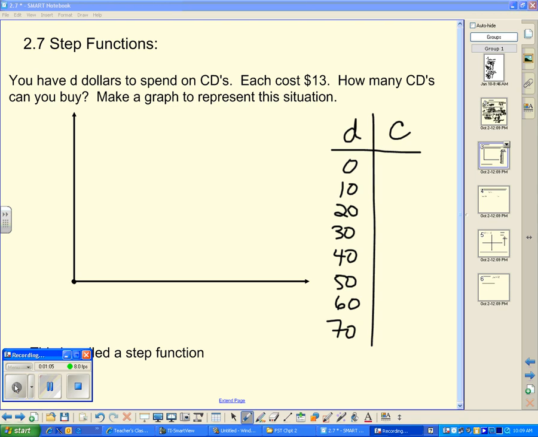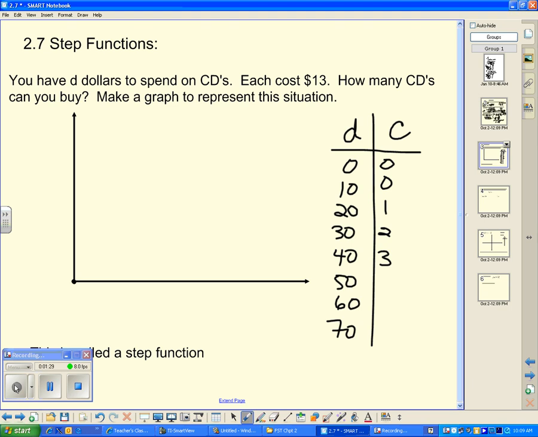Okay, so obviously if we have $0, we can't buy any CDs, right? And if we have $10, we still don't have enough to buy any CDs. So we'd have 0 in both of these. If we have $20, now we can buy 1 CD. We don't have enough to buy 2. If we had $30, yeah, now we could buy 2, but we don't have enough to buy 3. If we had $40, we could buy 3.